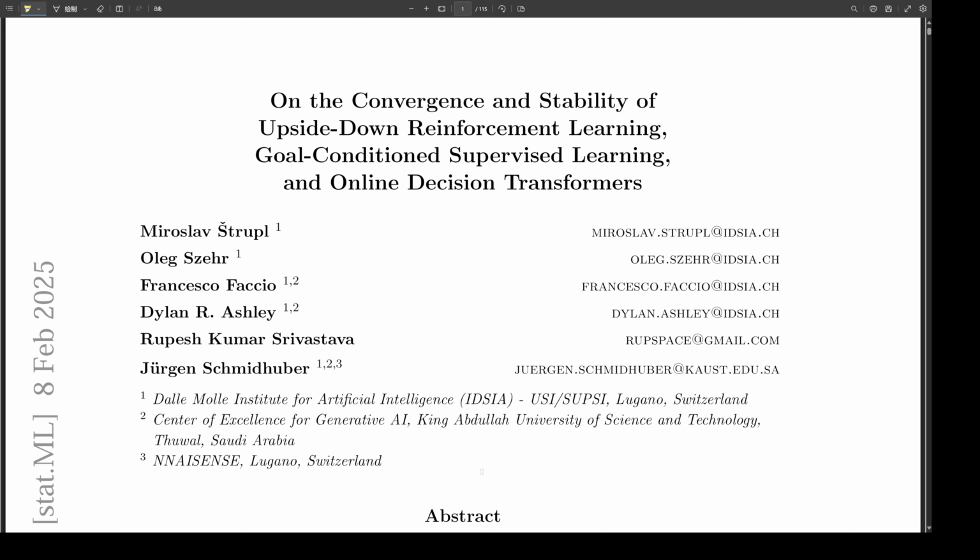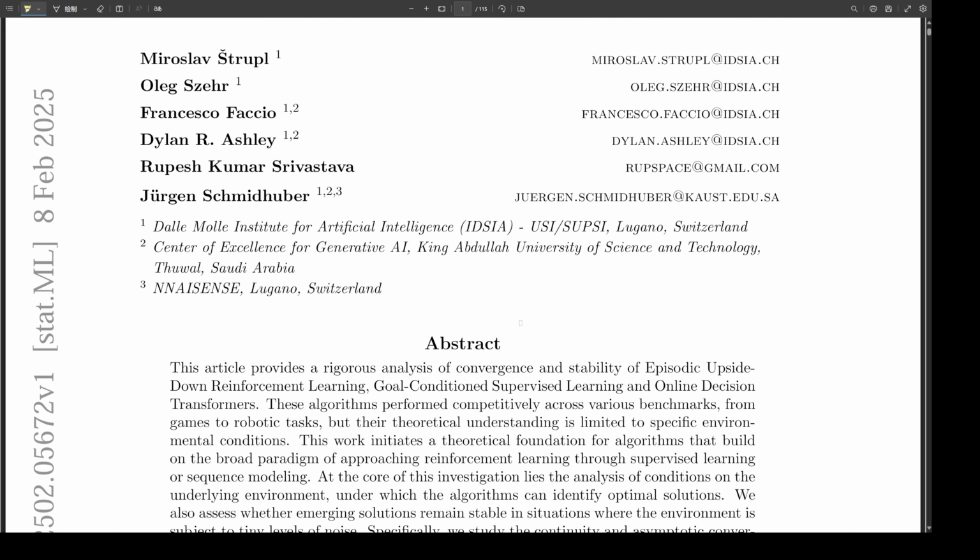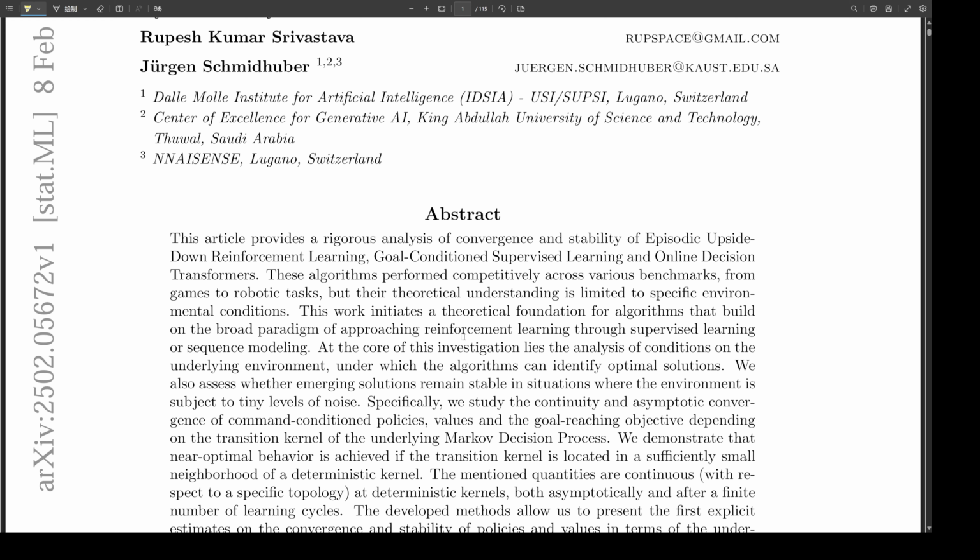Absolutely. Buckle up. We're taking on a paper titled Convergence and Stability of Episodic Upside Down Reinforcement Learning, Goal Conditioned Supervised Learning in Online Decision Transformers. Quite a mouthful. It is a mouthful, but the concepts are even juicier.